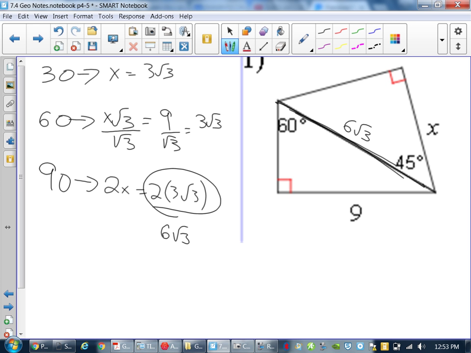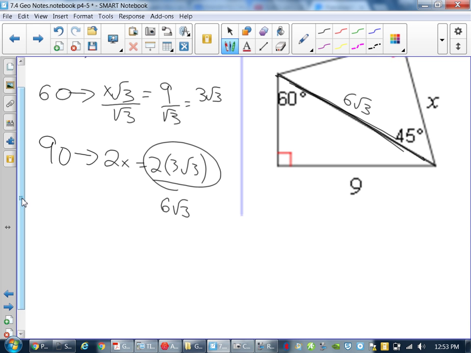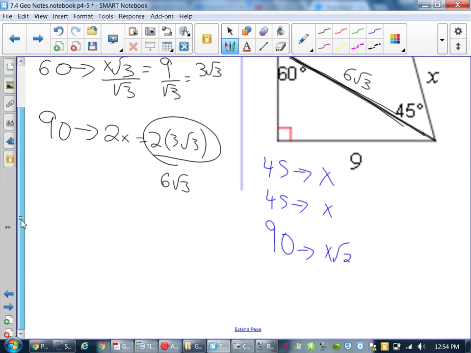When I do the next one, we have a 45, 45, 90, with sides x, x, x root 2. And now in that triangle, we know the side opposite the 90 again. So I set up this simple equation: x root 2 equals 6 root 3. And once again, it's a one-step equation. How do you undo multiply? Divide.